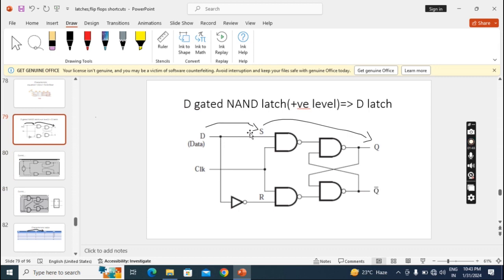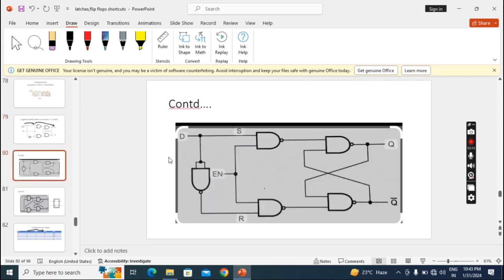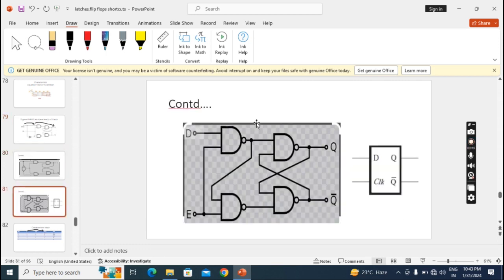If I apply 0 here, and it is a positive level, if any input is 0, then it will become 1. So here I am applying 0, I am getting 1 inverted. Ultimately, that one only coming here. So if I apply 0 here, I need 1 here. If I apply 0 here, I will get 1 here. That one I can connect here. So when I apply 0, here I will get 1. Here I need 1. So that one I am connecting here.